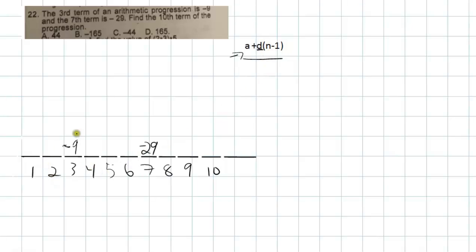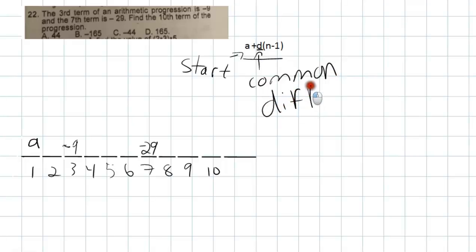So it's more like intuition to you, and then it's not just memorization, and you'll understand why it is the way that it is. Alright, so this equation is a plus d times n minus 1. A is our starting point. Okay, so I'm going to put a over here. That's our starting point. D is the common difference.